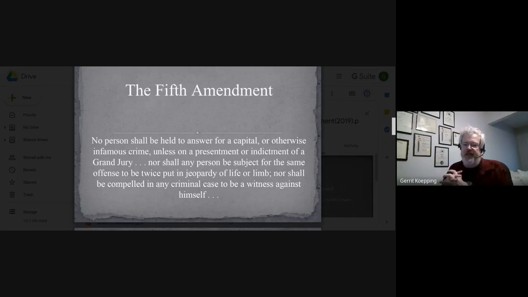No person shall be held to answer for a capital or other infamous crime. By that we mean really a felony, unless on a presentment or indictment of a grand jury. Okay, so we have the grand jury protection.